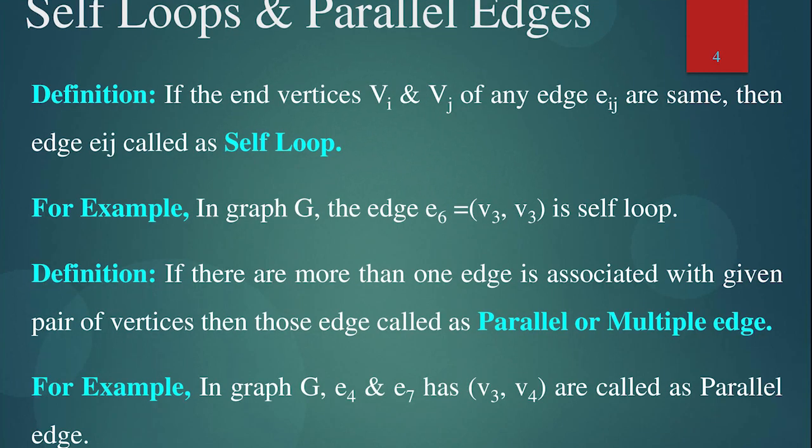Self-loop and parallel edges. Definition: if the end vertices Vi and Vj of any edge Eij are the same, then the edge Eij is called a self-loop. For example, in graph G, the edge E6 equal to V3, V3 is a self-loop. Next definition: if more than one edge is associated with a given pair of vertices, then those edges are called parallel or multiple edges. For example, in graph G, E4 and E7 between V3 and V4 are called parallel edges.